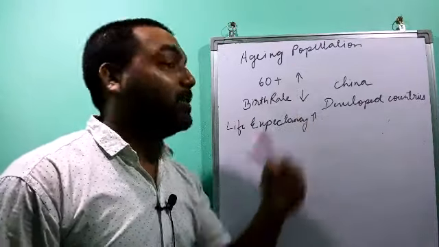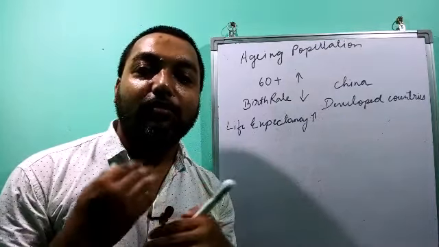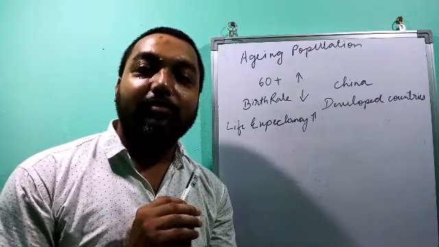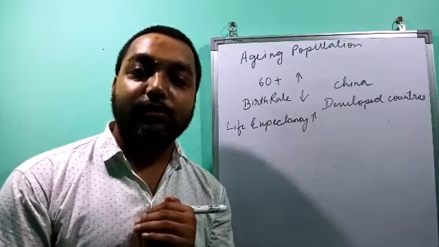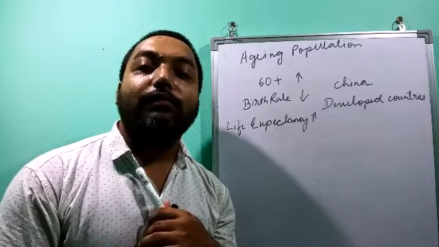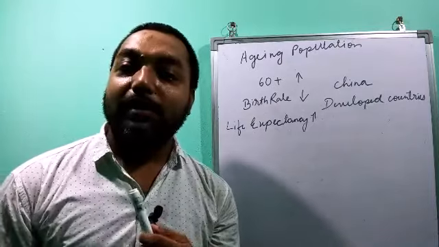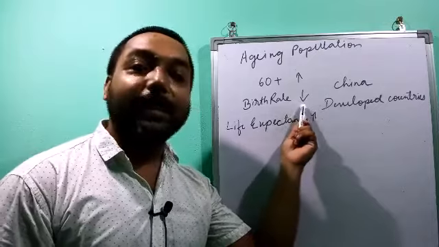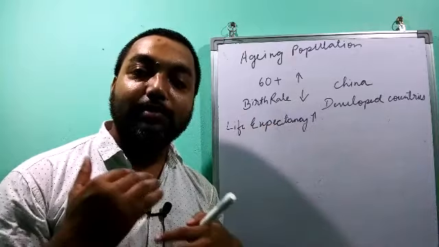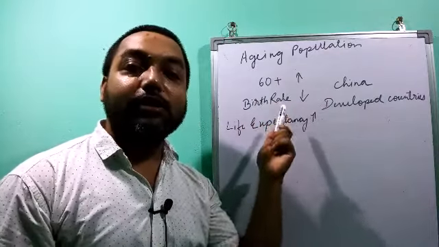So the next important concept is aging population. Aging population is a phenomenon, or you can say a process, by which the population in the aged group, more than 60, becomes larger in comparison to the other age groups. In most of the developed countries of the world, this phenomenon has become very common. Why? Because in those countries the birth rate has come down, but the people who were born before are now growing old day by day. As a result, their population is increasing.